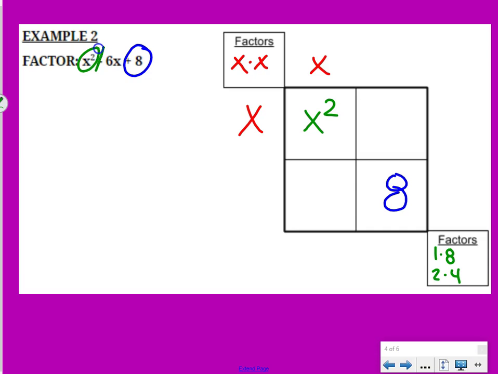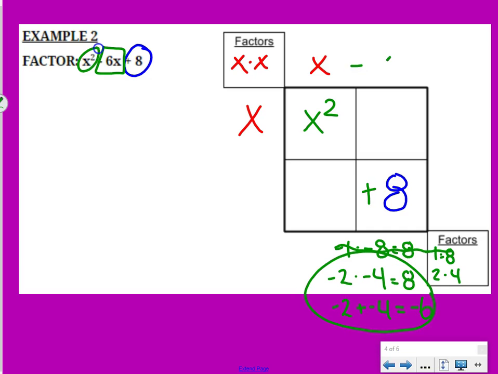However, these need to add to negative 6. So if we're going to get a negative number, both of our factors need to be negative because 8 here is positive. Negative 1 times negative 8 equals positive 8, but negative 1 plus negative 8 is negative 9. So that's not going to work. Let's try negative 2 times negative 4 equals positive 8, and negative 2 plus negative 4 equals negative 6. We have our winner. So up here we're going to put negative 2 and negative 4.